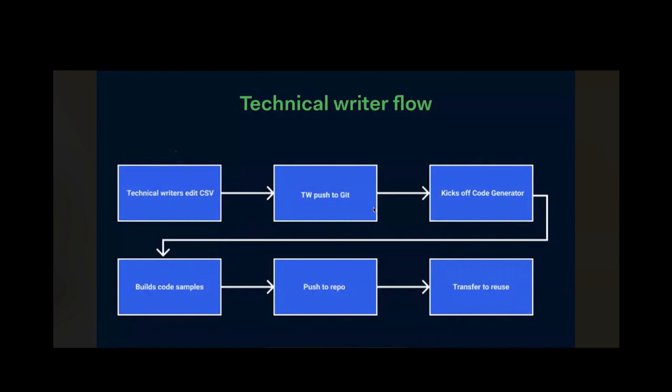The tech writer pushes their updated CSV to Git. This automatically kicks off the code sample generator in Jenkins using a webhook. And this builds the code samples and pushes them to a repository where the content of the files is shared to our docs in the reuse section.